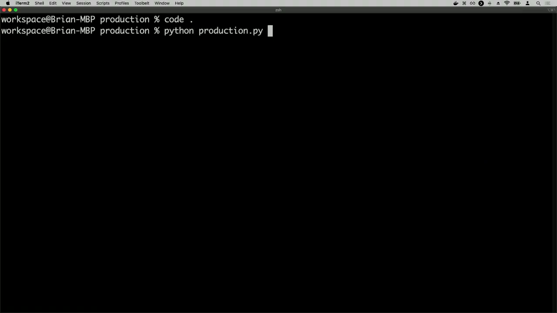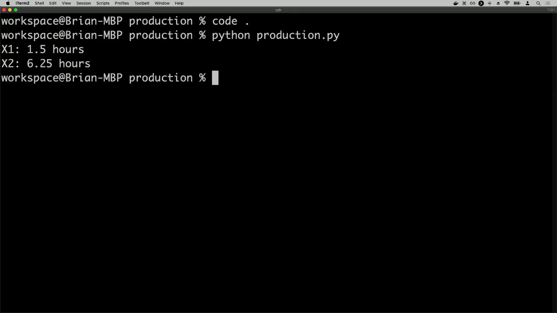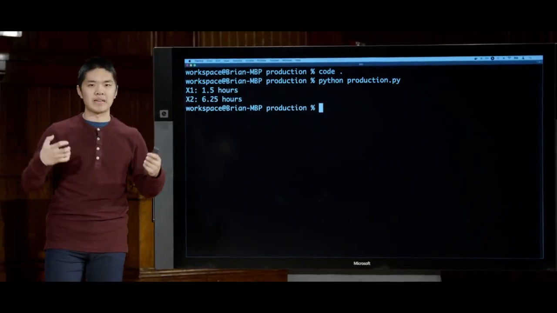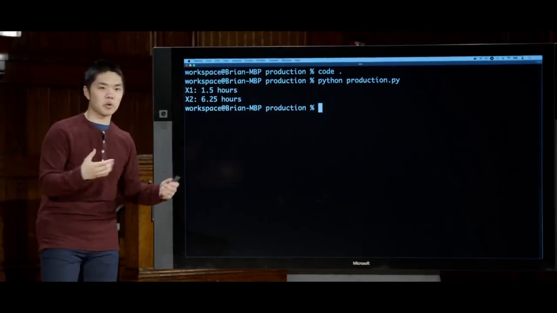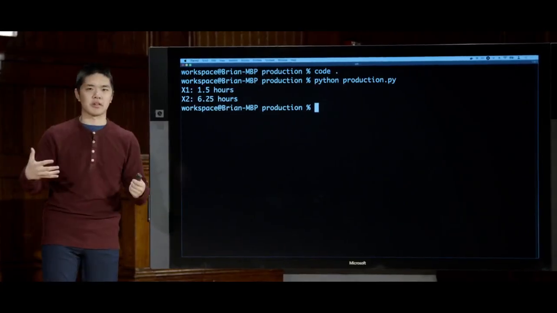And so if I run this program by running python production.py, it takes a second to calculate, but then we see here is what the optimal solution should be. x1 should run for 1.5 hours. x2 should run for 6.25 hours. And we were able to do this by just formulating the problem as a linear equation that we were trying to optimize, some cost that we were trying to minimize, and then some constraints that were placed on that.